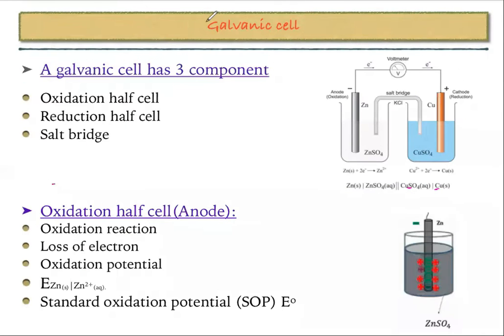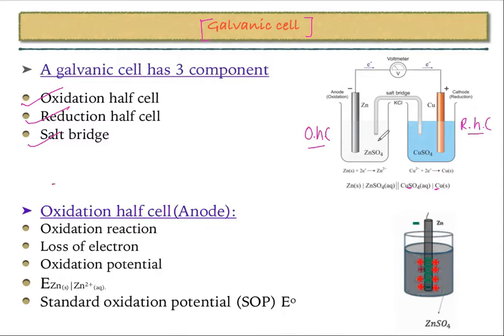Okay, so let's talk about the galvanic cell. A galvanic cell has three components. First one, oxidation half cell. Second, reduction half cell. Third one is the salt bridge. So you see this picture on the left-hand side. This is called the oxidation half cell. And on the right-hand side, this is called the reduction half cell.